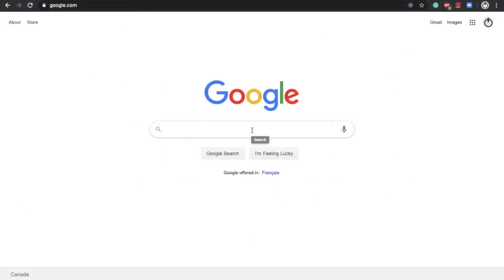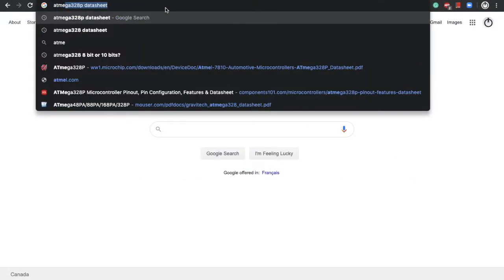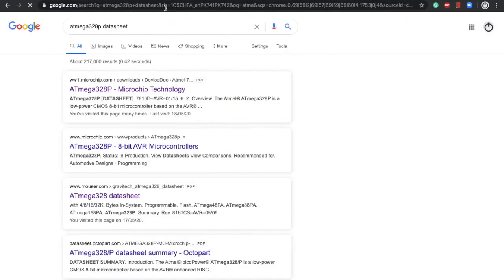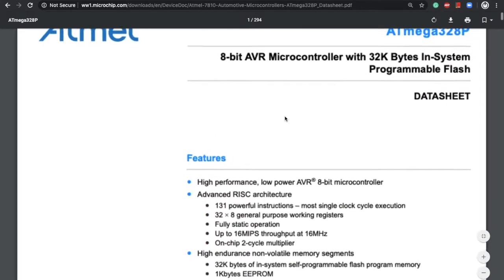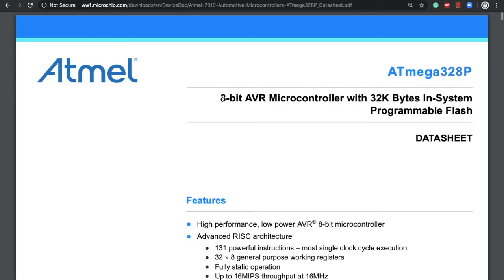Now we will look at the datasheet of Atmega 328P. So in the browser we search Atmega 328P datasheet, then click on the first link. Now we will be directed to the PDF page. So here the first information that we see is it's an 8-bit AVR microcontroller. So all the internal calculation and mathematical calculation it does, it's in 8-bit format.